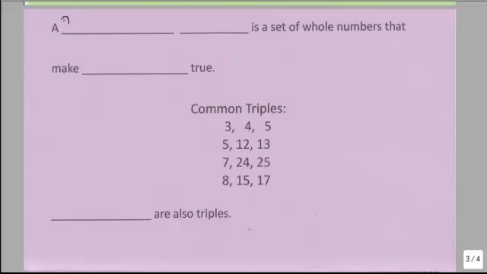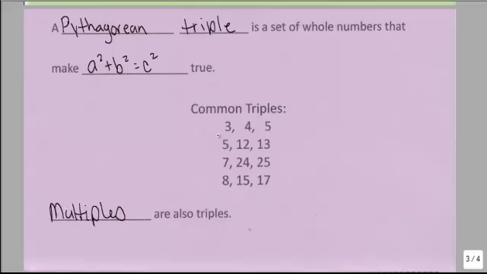A Pythagorean triple is a set of whole numbers that makes a squared plus b squared equals c squared true. And the most common triples are these four. These are the ones you will mainly see in my class. I don't think you'll see any others besides these. And also multiples of these are also triples.